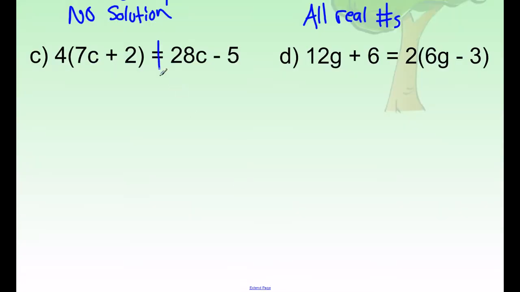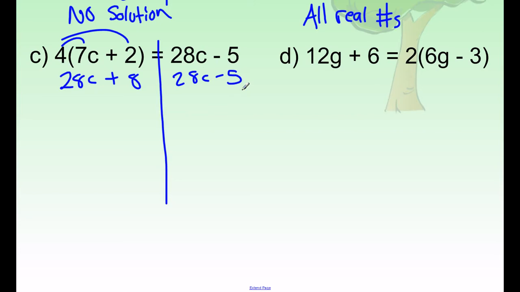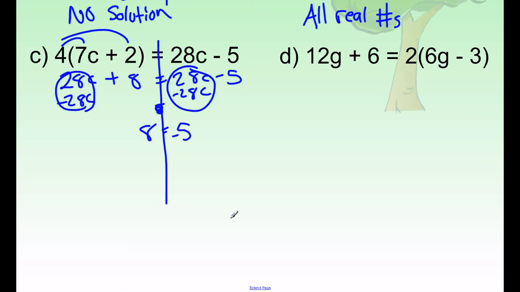So letter C. Distribute 28c plus 8 and 28c minus 5. The variables are going to cancel out on both sides. If I subtract 28c here, this gives us 0, gone, 0, gone, 8 equals negative 5. So does 8 equal negative 5? No. This is no solution.